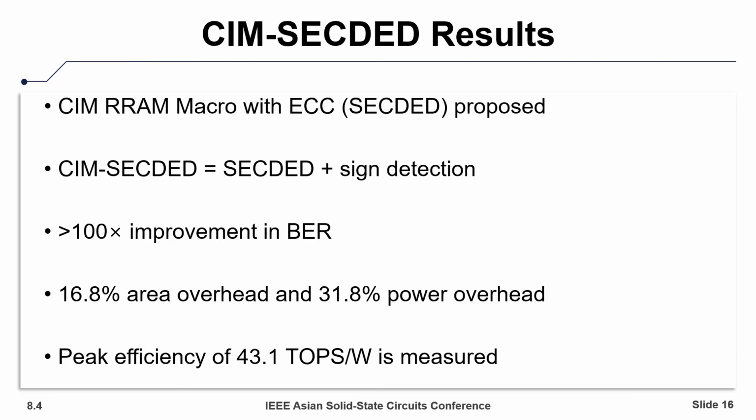In this work, we presented a compute memory RRAM macro with ECC. This ECC scheme is nearly the same as SECDED. The major difference is sign detection for plus or minus 1 errors. Our design reduces bit error rate by over 100x and only costs 16.8% additional area and 31.8% additional power, while achieving 43.1 TOPS per watt.